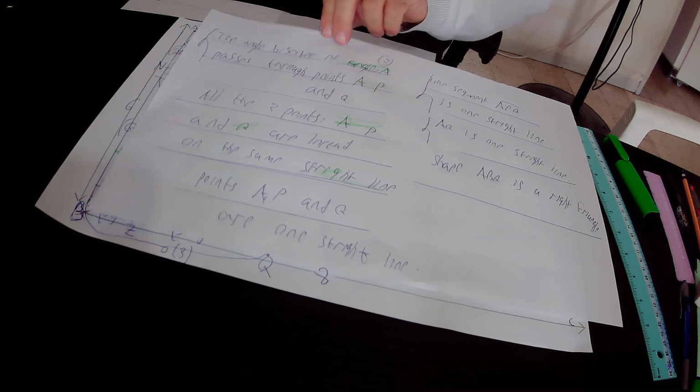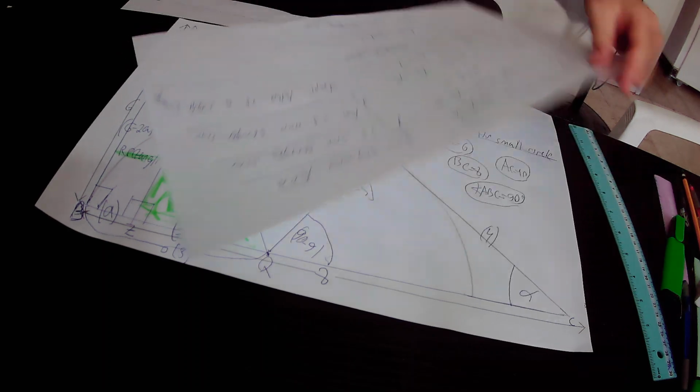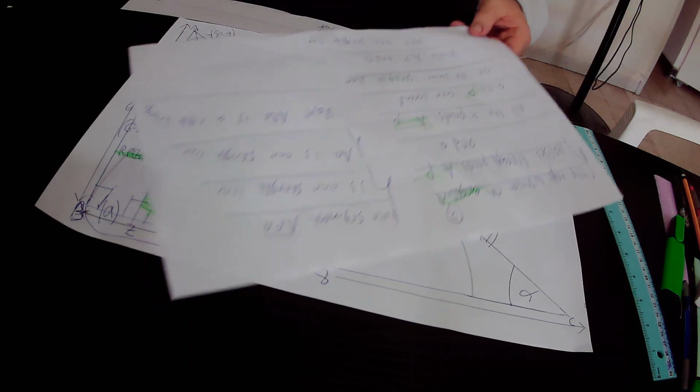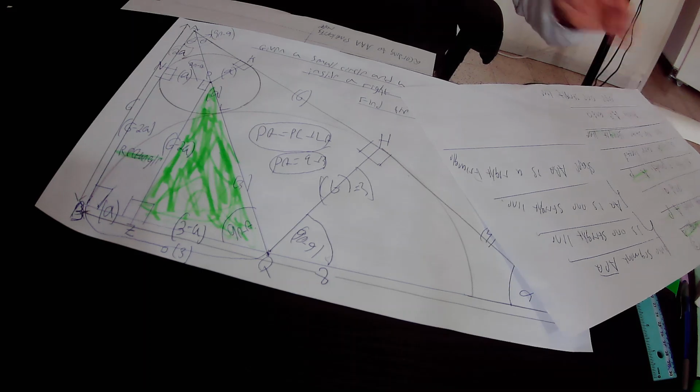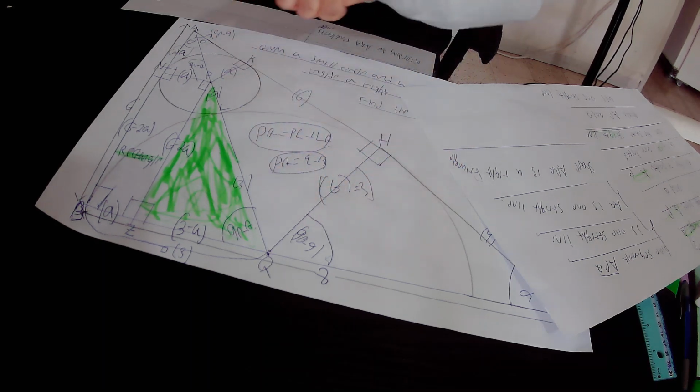Okay? Or in other words, we can write down that all the 3 points A, P, and Q are located on the same straight line, or line segment APQ is one straight line. Again, line segment APQ is one straight line.